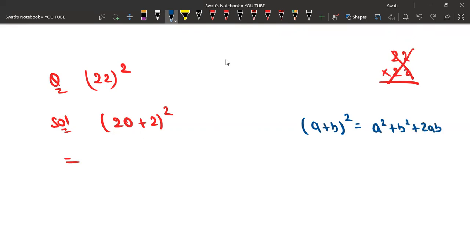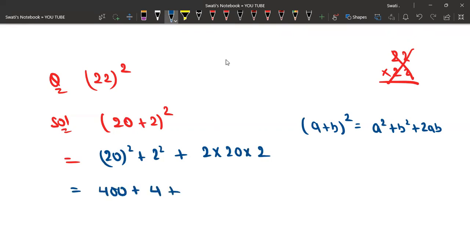Using this formula, this will become 20 square plus 2 square plus 2 times a times b. That means 2 times 20 times 2. This will become 400. This will become 4, and this will become 2 times 2, 4, 4 times 2, 8, and 80. So if I add this, this will become 484. That is it. So this is the section A MCQ questions I have basically covered in this particular video.